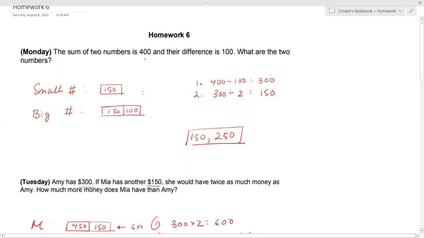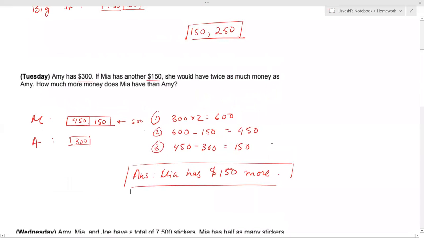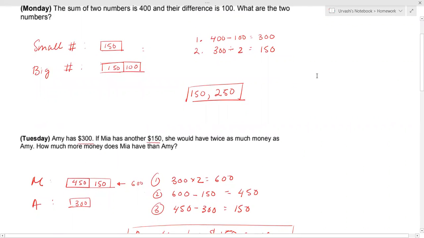So the sum of two numbers is 400 and the difference is 100. And we had the big number, we had the small number. Can you scroll down for a second? Where is that echo coming from? Yeah, it might be here for yours too.